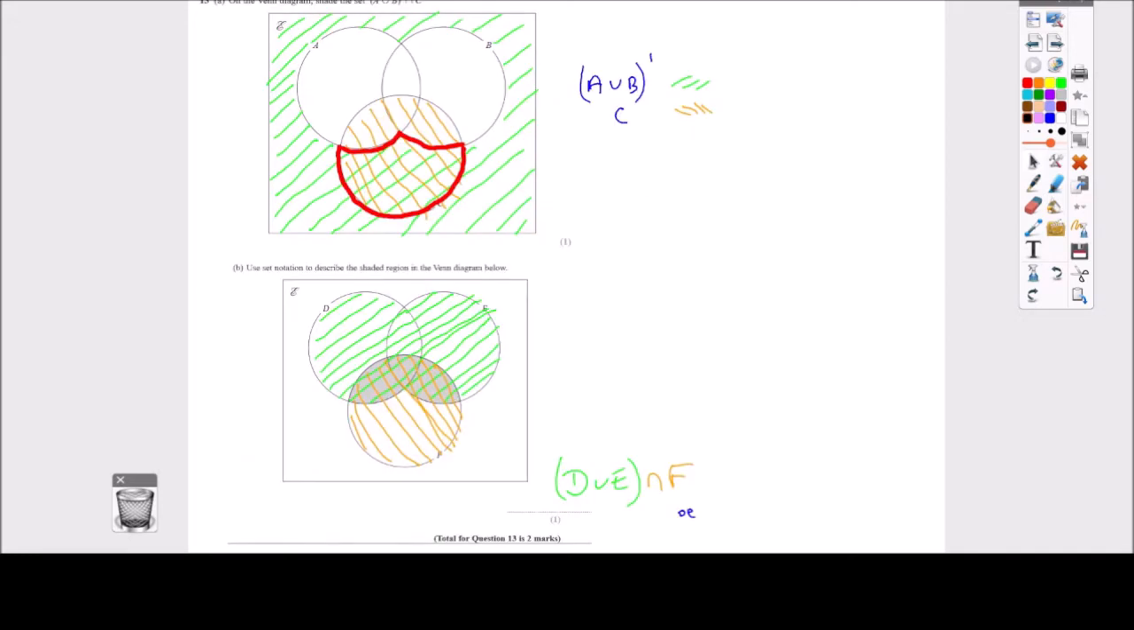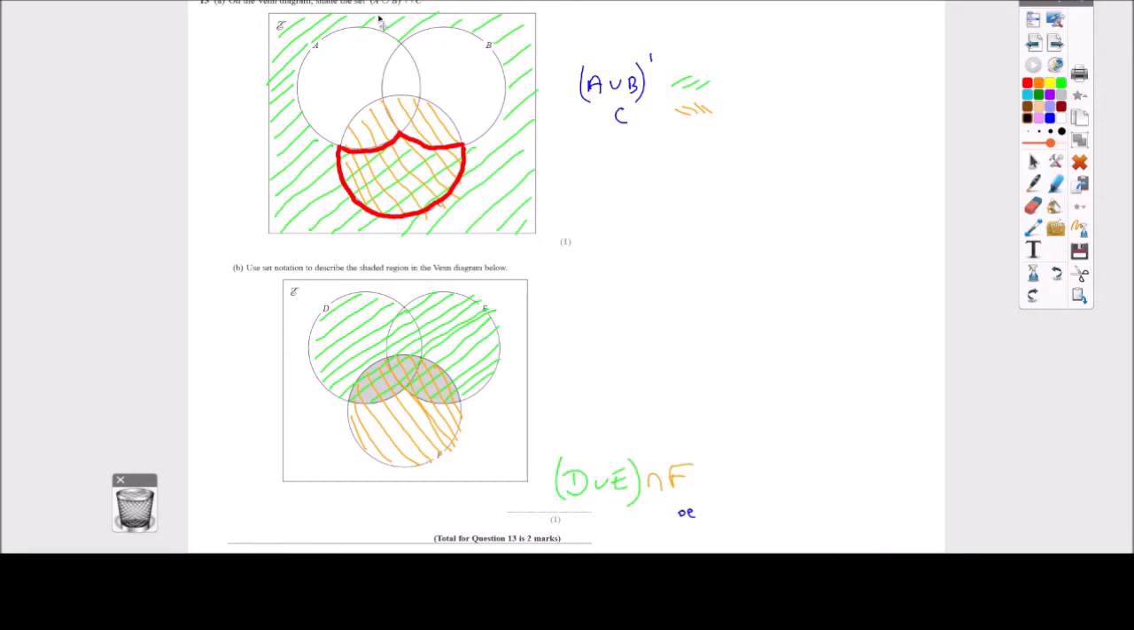Question 13. Now, these are quite tricky, I think. You've really got to think these through. Now, this first bit here, A union B dash, means not A union B. So A union B would be the two white footballs here, which are up here. So not A union B is the area that I've shaded in green. So everything apart from the white and the blue circles.